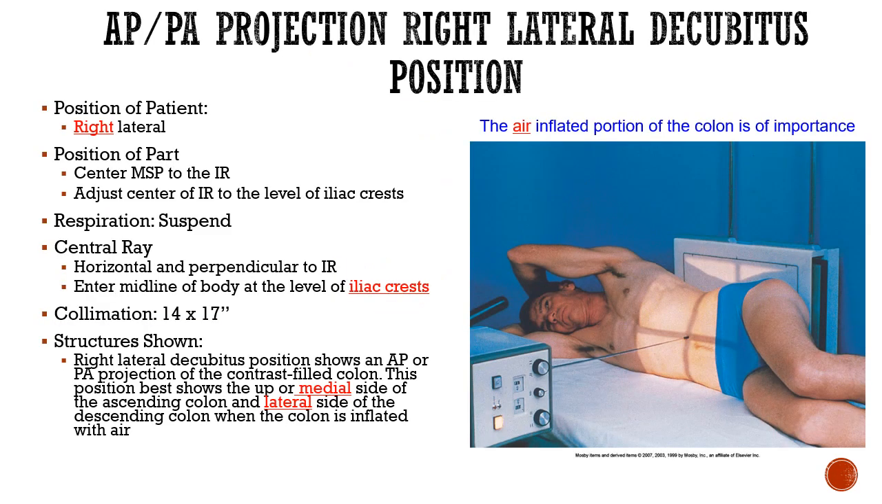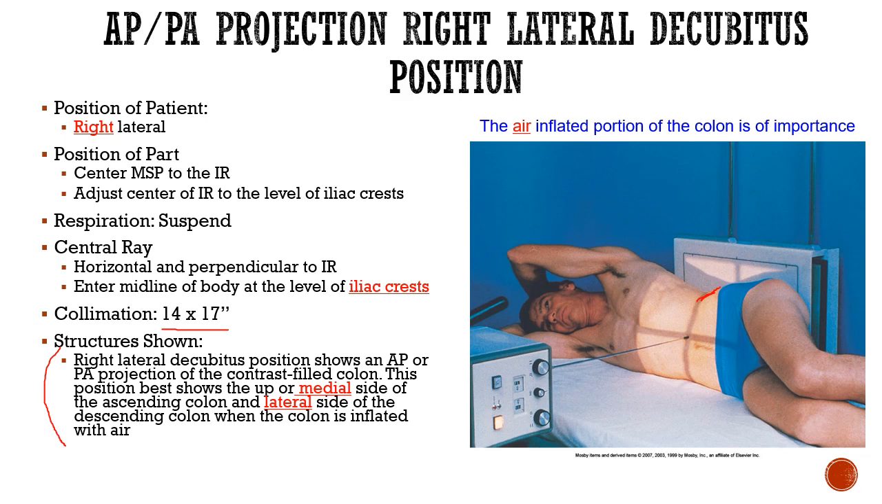On the AP or PA projection, right lateral decubitus position, we can see our patient's currently in the AP projection. It's not that you couldn't have done a PA projection, it's just an option. The key is that he's in a right lateral. We have centered our mid-sagittal plane to the image receptor, and we've adjusted the center of the image receptor to the level of the iliac crest and suspended respiration. The beam is horizontal and perpendicular to the image receptor and is going to enter the midline of the body at the level of the iliac crest. The collimation is still 14 by 17, and the important thing is the structure shown.